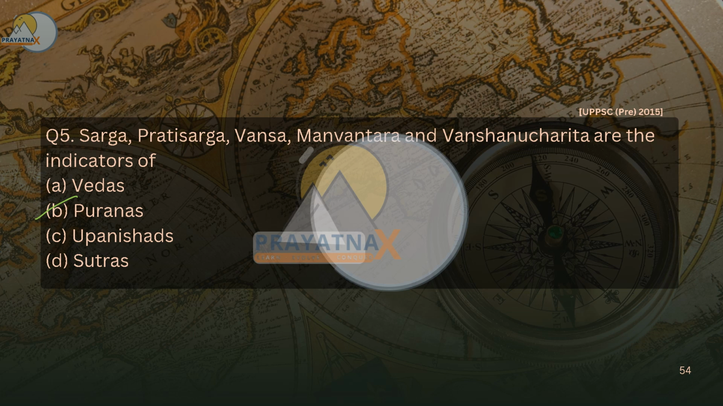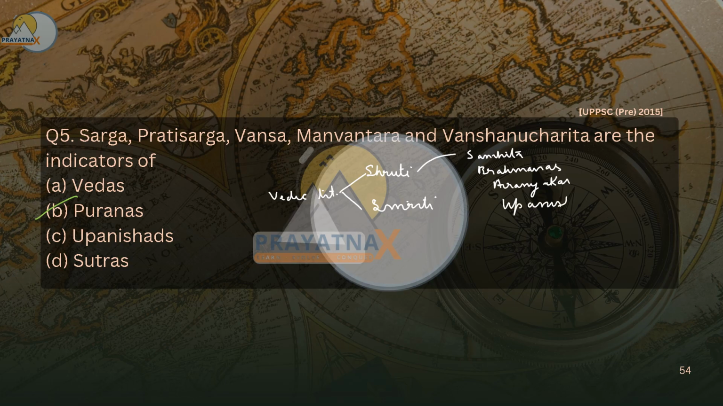Now I hope you remember that Vedic literature itself can be classified as Shruti and Smriti, where Shruti was classified as Samhita, Brahmanas, the Aranyakas, and Upanishads. Now, Smritis.